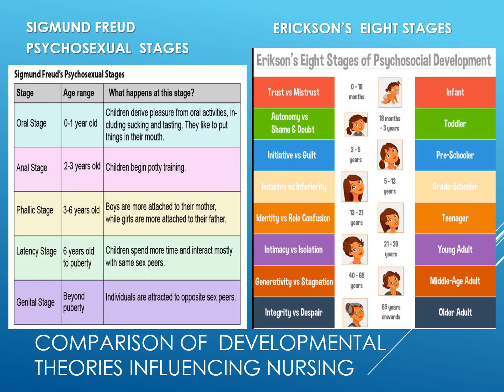I have two charts that describe the developmental stages. One is from Sigmund Freud's psychosexual stages. The other one is Erik Erikson's 8 stages of psychosocial development. Erik Erikson was a protege of Dr. Sigmund Freud, and he went on to develop his own theory for psychosocial development.